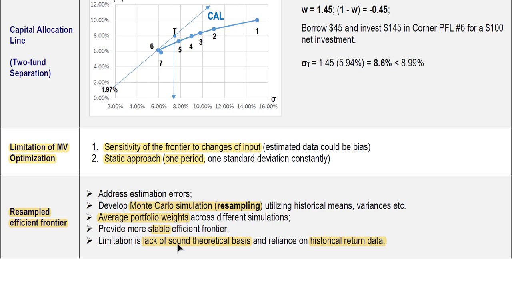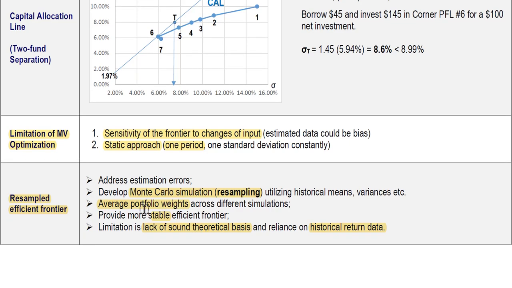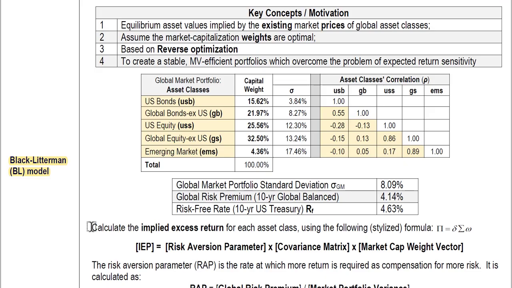Now, to resolve the instability problem of the efficient frontier using historical parameter estimation, there's another model that tries to solve this problem. It's not a numerical model, it's a theory model. It's called the Black-Litterman model. The Black-Litterman model is a very famous model. We use it to determine the optimal weight for the optimal portfolio.